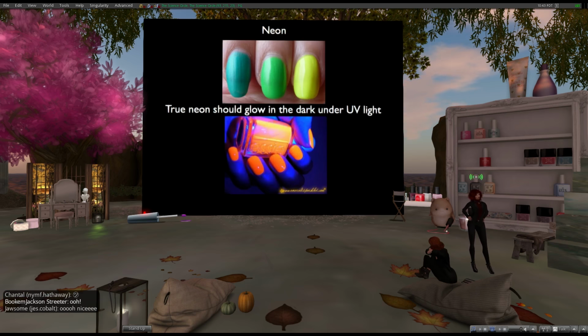Now, there's another kind of nail polish called neon nail polish, and the neon nail polish is supposed to take the ultraviolet from sunlight and excite a molecule which re-emits it in some region of the visible. And you can tell a true neon nail polish by when you put it under dark light, under UV light, it should glow because it's absorbing that UV and re-emitting visible.